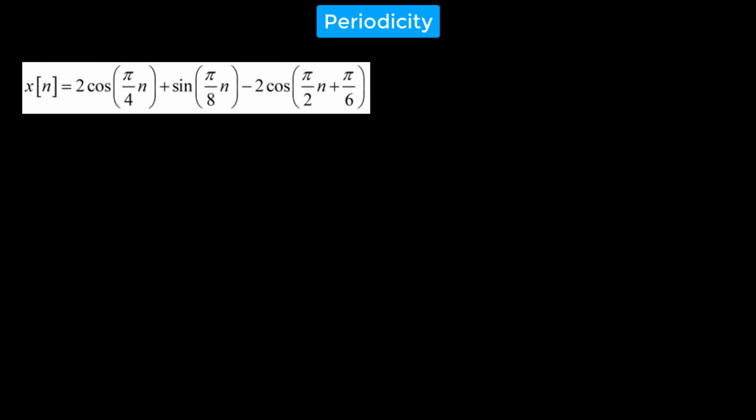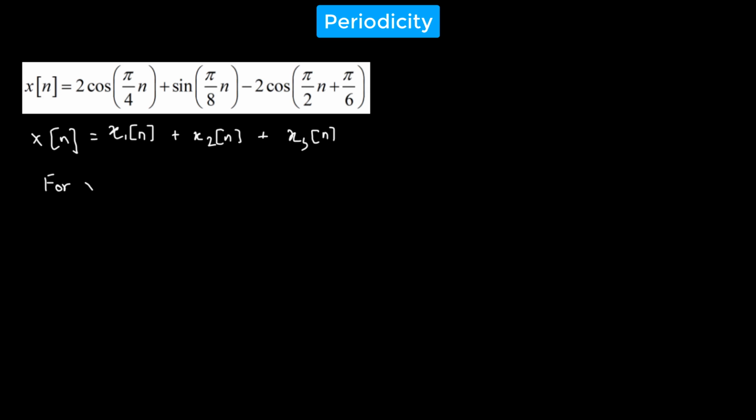So here we have a discrete time signal that is composed of 3 trigonometric functions. We consider the first one to be x1 of n, the second one to be x2 of n, and the third one to be x3 of n. So this will be x of n, and we'll try to find the period of each of x1, x2 and x3. So let us begin with x1.